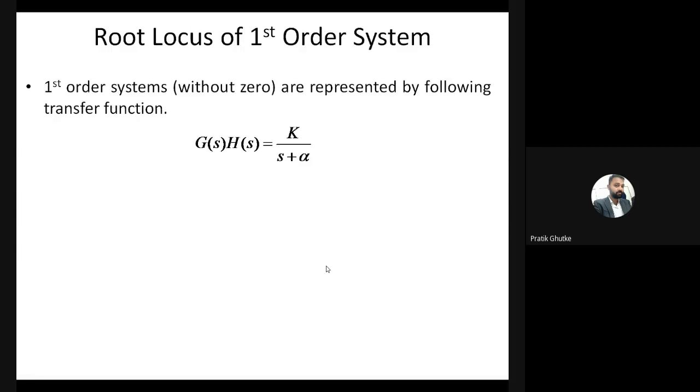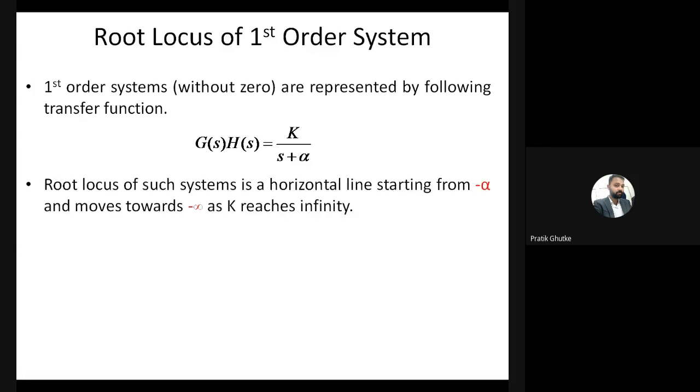So root locus 1, that is of a first order system. In the first order system, the root locus is without zero and is represented by the following transfer function: G(s)H(s) equals K divided by s plus alpha. In this case there is no zero term available, only one pole is there. So this is the first order system locus numerical.